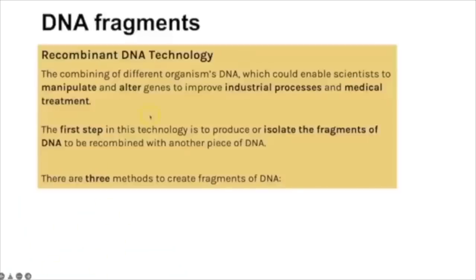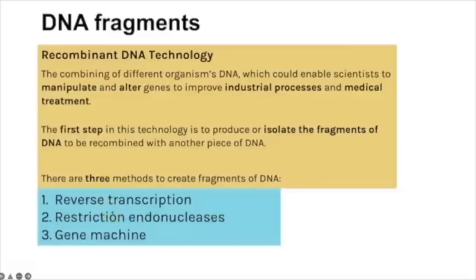So recombinant DNA technology, what this means is you're recombining the DNA of two different species. And this is what enables scientists to manipulate and alter genes to improve industrial processes, but also medical treatments. Say, for example, manipulating the DNA in bacteria so it can produce human insulin. And the first step in these technologies is you have to isolate the fragment of DNA that you want to recombine or insert into another organism's DNA. And there's three methods: reverse transcription, restriction endonucleases, and the gene machine.